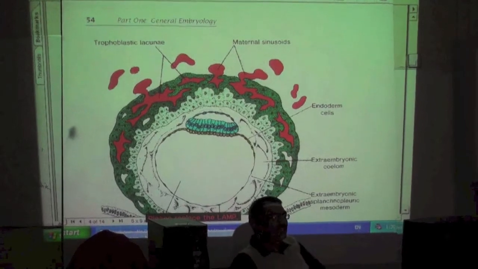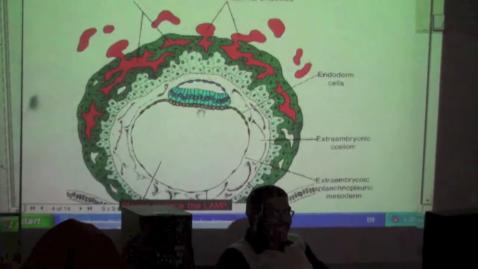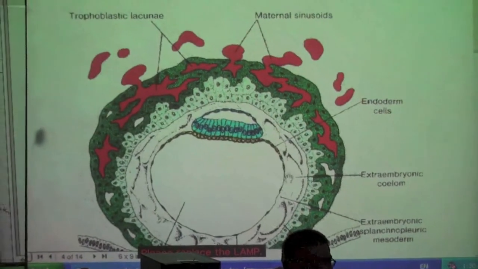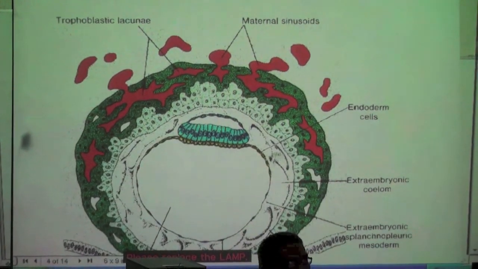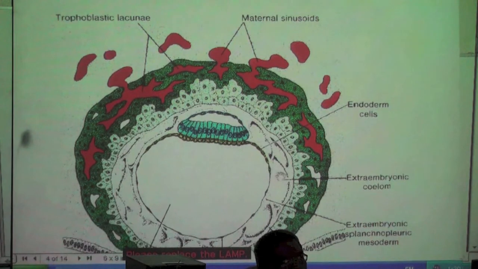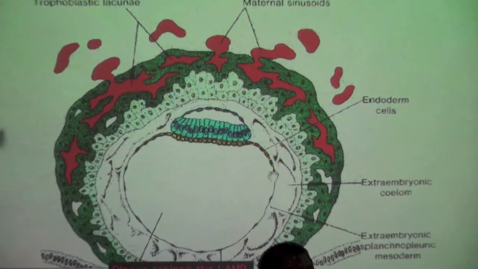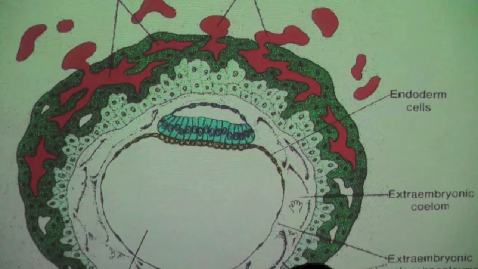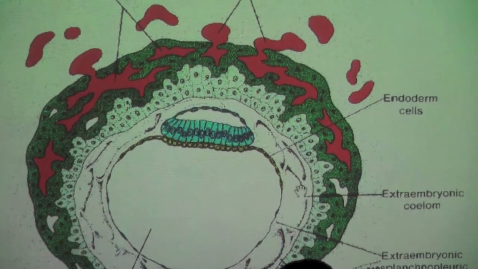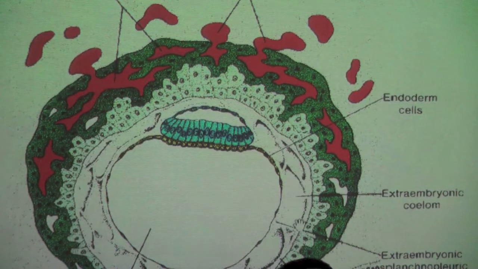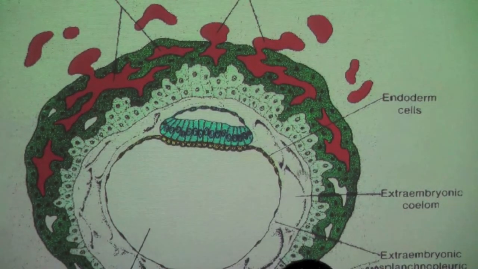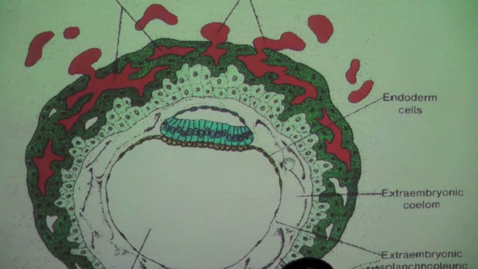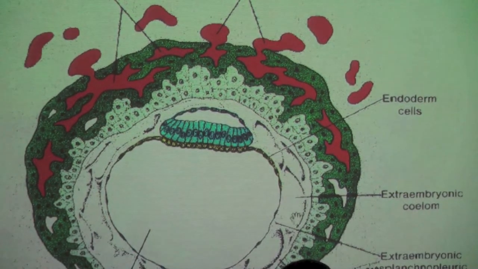Okay. Now you can see that from this yolk sac membrane, these yolk sac membrane cells proliferate. And when they proliferate, they make a new layer of cells between the trophoblast and the yolk sac membrane, towards the outside. And this layer of cells is now called extraembryonic mesodermal cells.